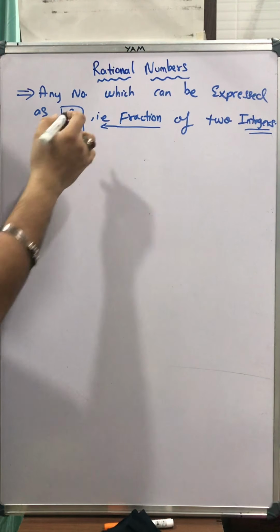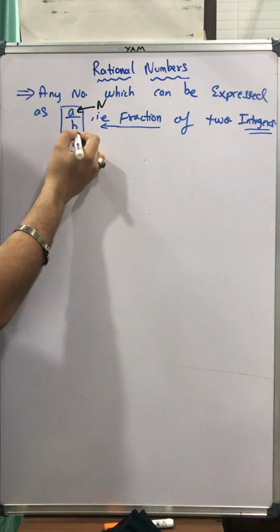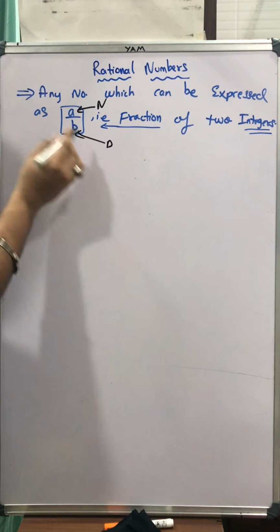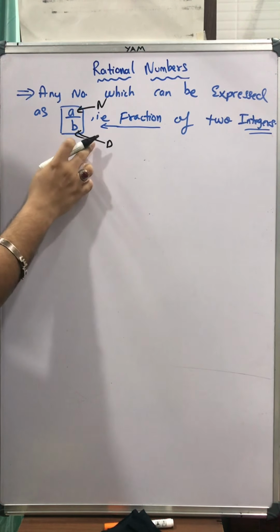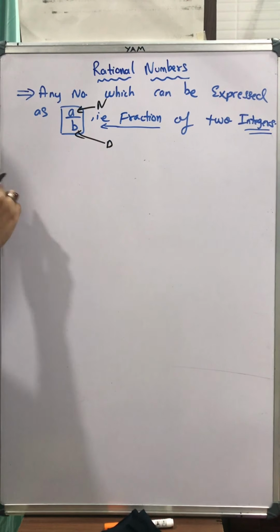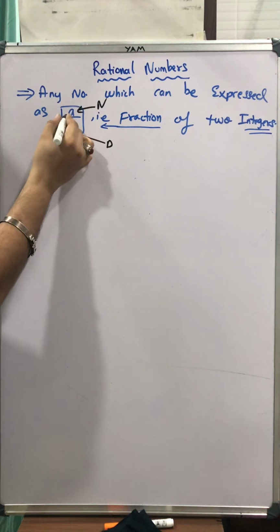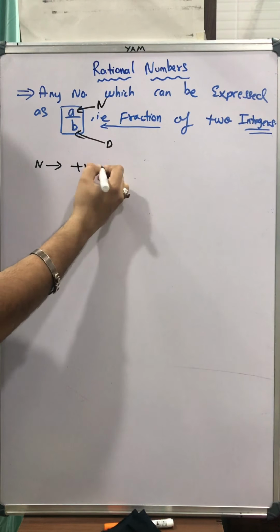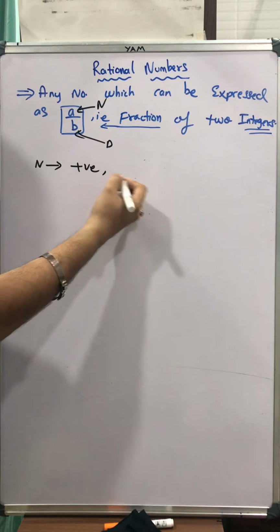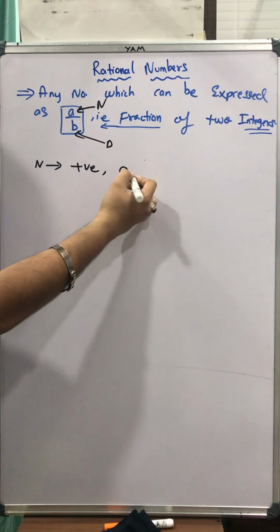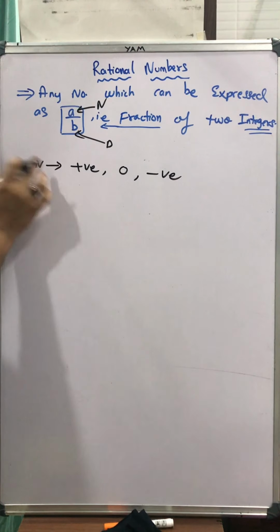But we have one exception. Before explaining that exception, I'll write here: this is my numerator and this is my denominator. Of course, the numerator should be an integer, and the denominator should also be an integer. Now, who all can come in the numerator? All the positive integers can come, even 0 can come, and all the negative integers can come in the numerator.